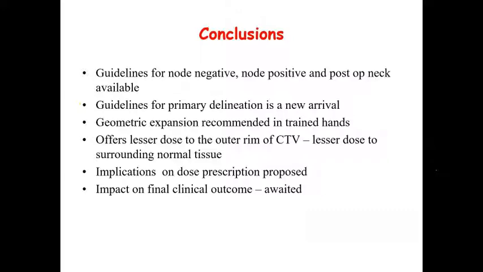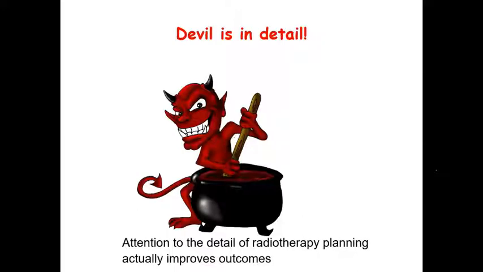They are recommended in trained hands, because they offer safety in the sparing of the normal tissue. They even offer lesser dose to the outer rim of the CTV, the intermediate risk zone. So there are implications on dose prescription which this set of guidelines has proposed. But of course, the impact on final clinical outcome is awaited, and we will wait for the studies for that as well. I would just like to wind up by saying that every step is important.